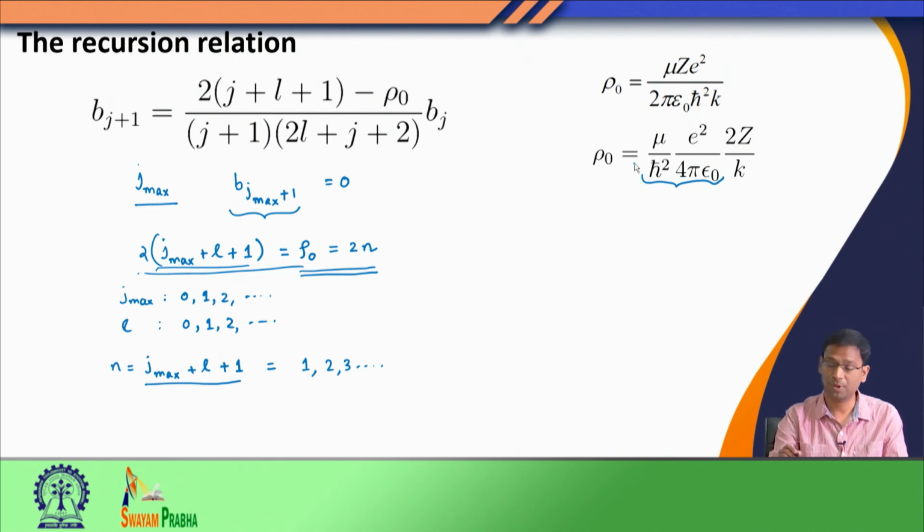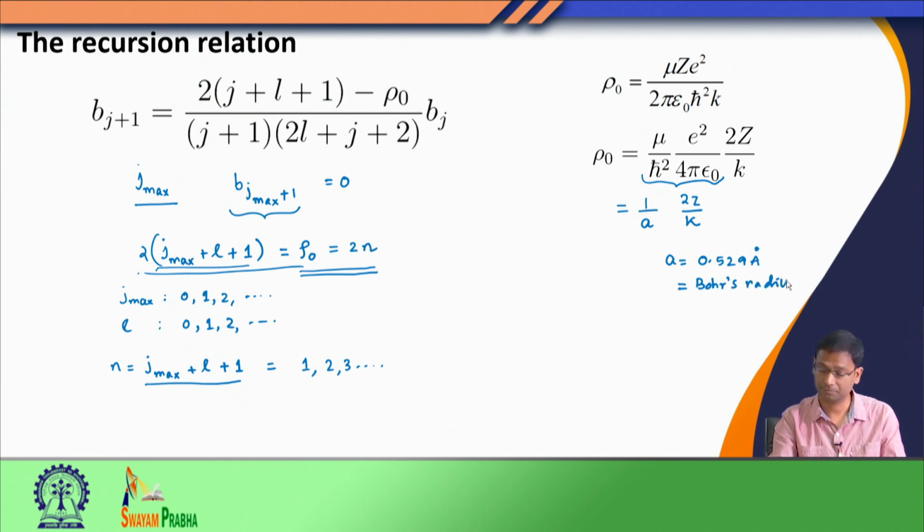The mass of the electron, 4 pi epsilon 0, charge of the electron, h bar square, all of them are constant. When you determine their value, you would find this turns out to be, and I will give a small name to this one, 1 over a, where a's value is 0.529 angstrom, and this also has a popular name. This is known as the Bohr's radius. So, our rho 0 is expressed as 1 over a, 2Z by k.